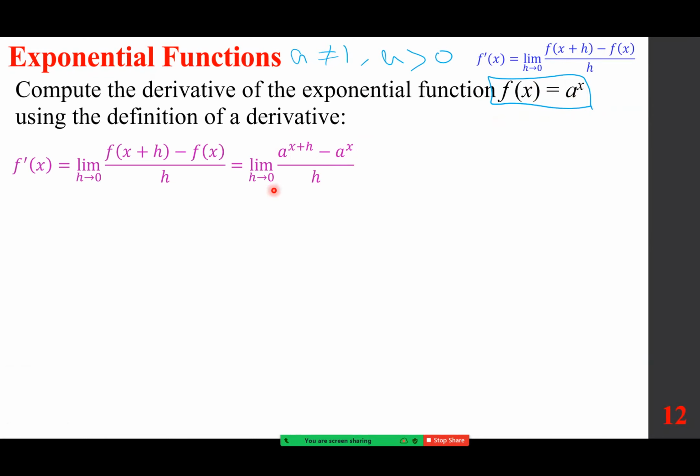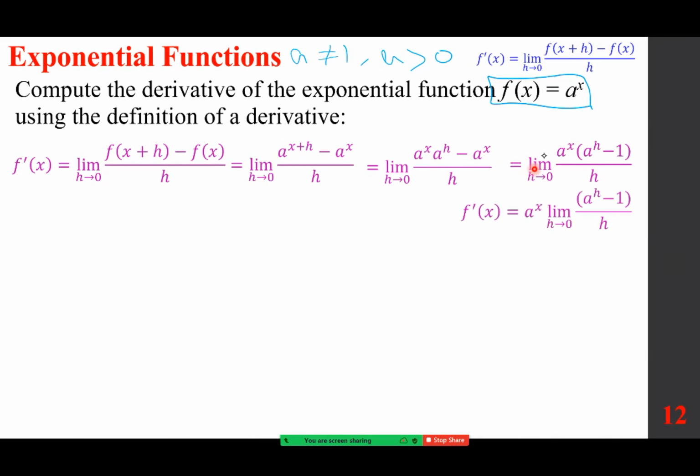So limit as h approaches 0, a to the power of x plus h minus a to the power of x over h. The top, this one is a to the power of x times a to the power of h. And therefore, we can factor out a to the power of x, which gives us a to the power of h minus 1. Because the limit applies to h, and a to the power of x is independent of h, we can take it out. And so if f of x is a to the power of x, f prime is the same thing times some limit.